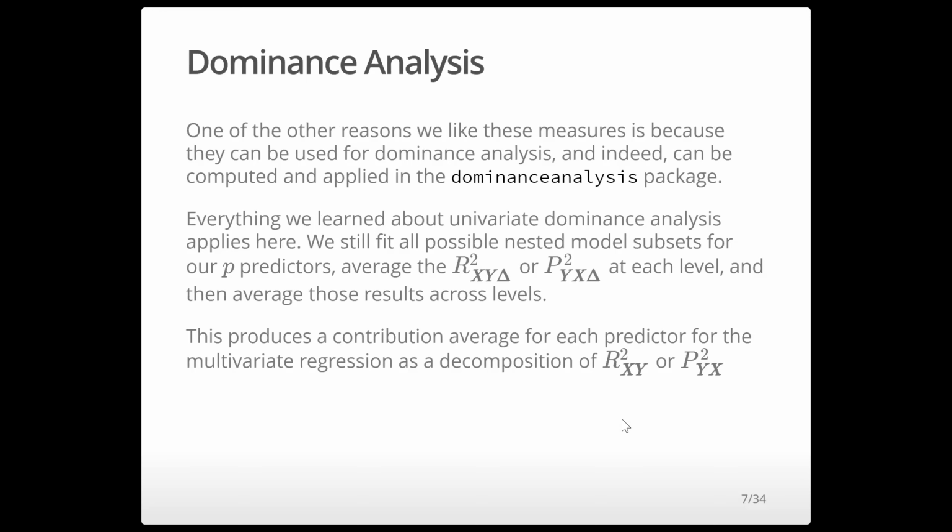One of the other reasons we like these measures is because they can be used for dominance analysis, and indeed can be computed and applied in the dominance analysis package. So everything we learned about univariate dominance analysis applies here. We still fit all possible nested regression models and subsets for our p predictors, and then average the R squared deltas or the P squared deltas at each level, and then average those across levels. This produces a contribution average for each predictor for the multivariate regression as a decomposition of R squared or P squared.